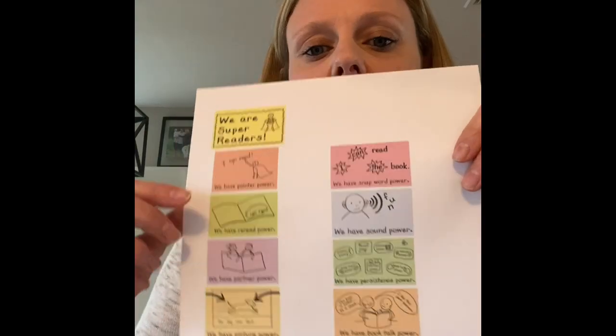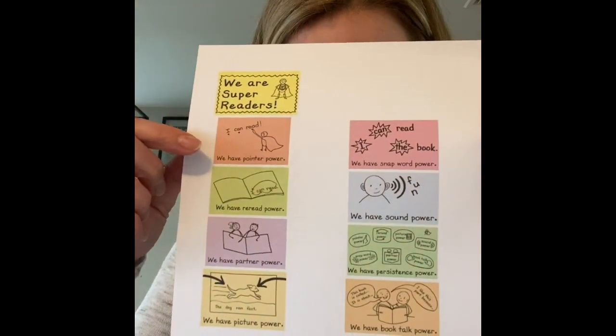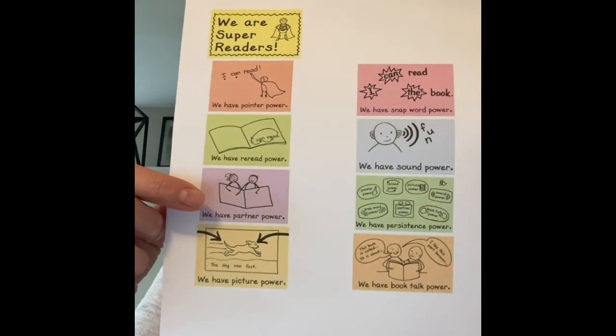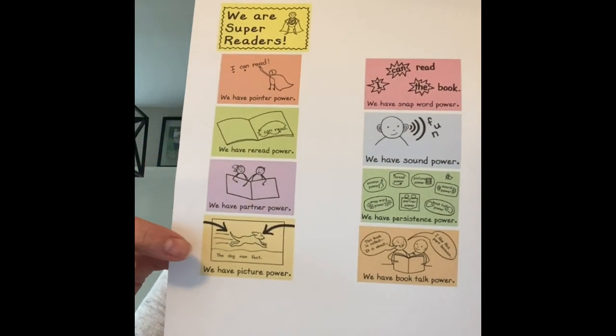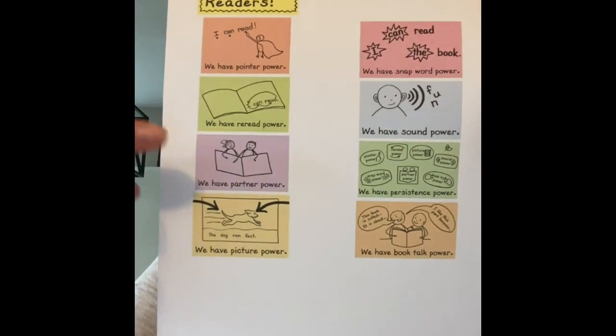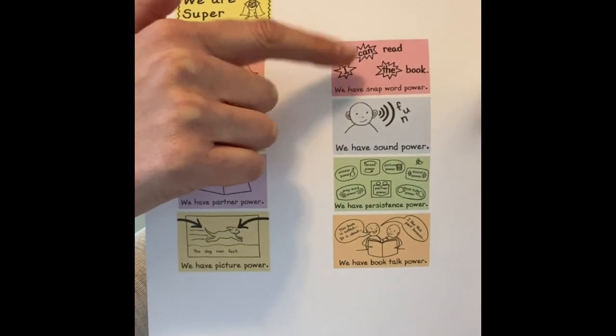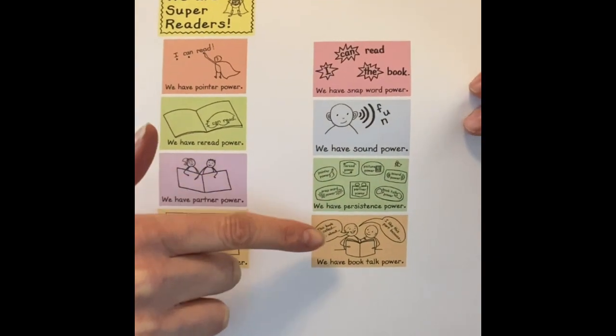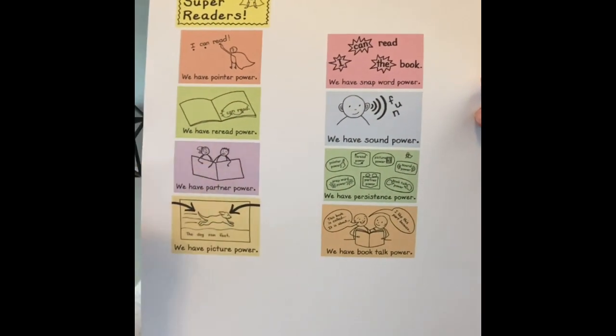So the strategies I want you to use, let's just review them, are your pointer power, your reread power, your partner power, your picture power. Then you're going to have your snap word power, your sound power, your persistence power, and your book talk power. I want you to go ahead and practice using these strategies on your own or with a friend or with a stuffed animal at home with a story.